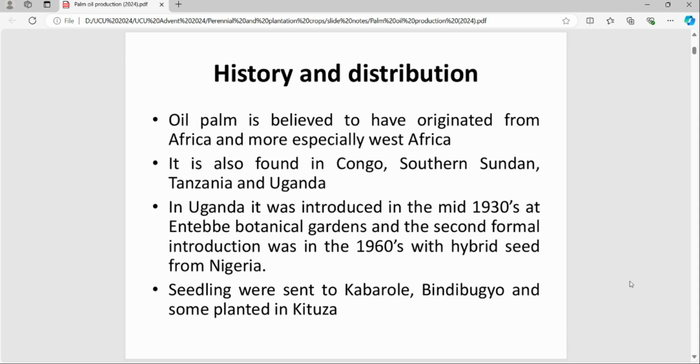So oil palm is believed to have originated from Africa, especially in West Africa. But we've also found oil palm being produced in Congo, in South Sudan, Tanzania, and some parts of Uganda. So in Uganda, it was first introduced in the 1930s at the Entebbe Botanical Gardens. And then the second formal introduction was in the 1960s, where hybrid seed was brought into the country from Nigeria. And from there, seedlings were sent to Kabalore, to Bundibujo, and some were planted at Kituza.